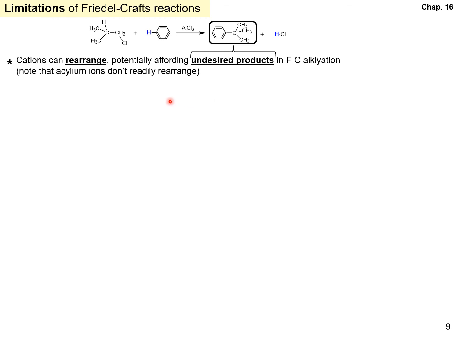First off, what we saw already, that you cannot form a new carbon-carbon bond in the Friedel-Crafts reaction where one of the carbons over here is a primary carbon. You get rearrangement.